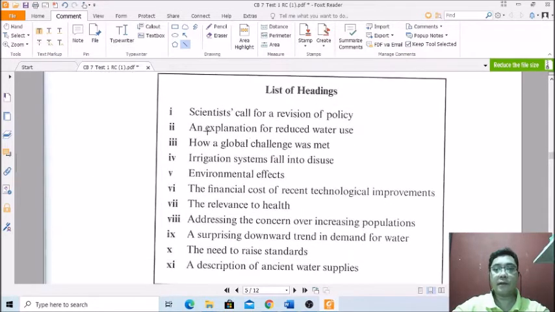And here, number 2, an explanation for reduced water use. This is not about reduced water use as well. Number 3, how a global challenge was met, is also not that. And number 4, irrigation systems fall into disuse. We don't talk about irrigation.